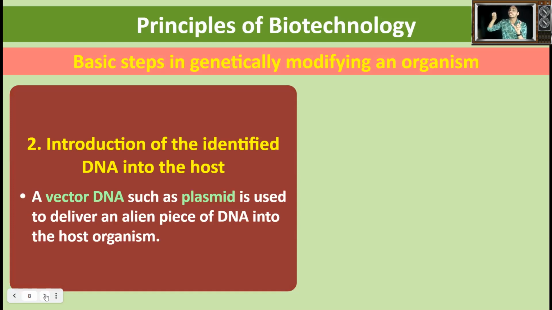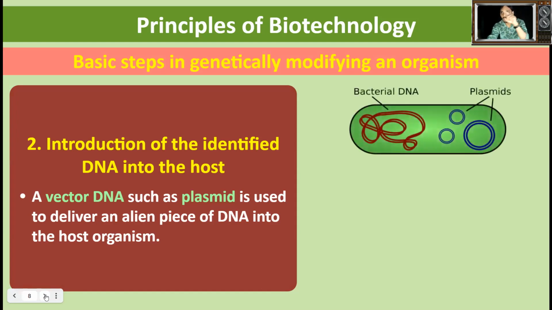The DNA, that is the insulin gene fragment, is there. That is the alien DNA for the host organism. So what we require is a vector DNA, such as a plasmid. This is the second step we are talking about in detail.